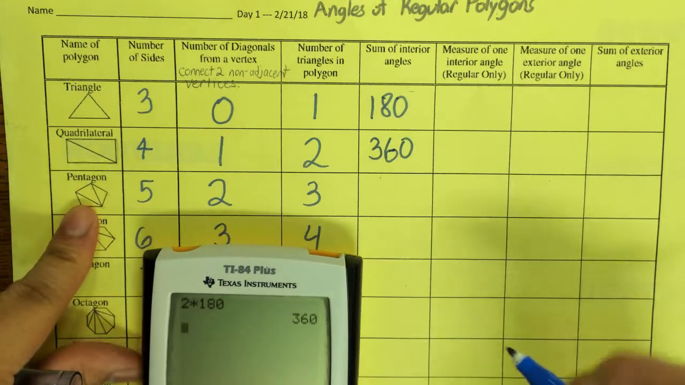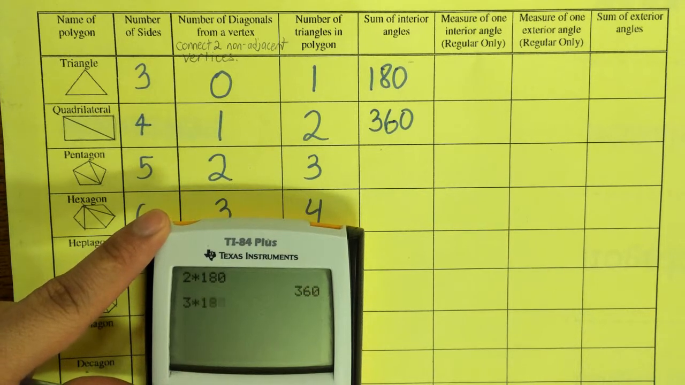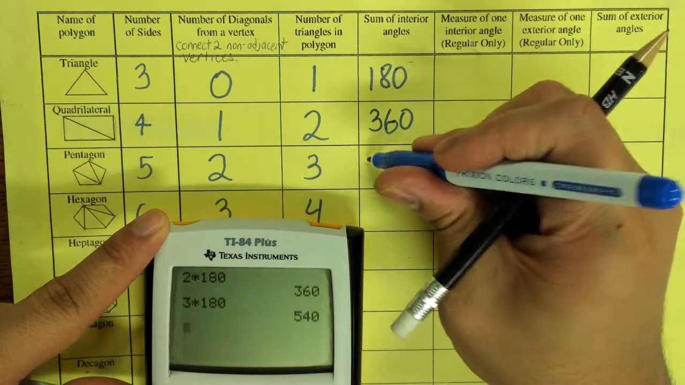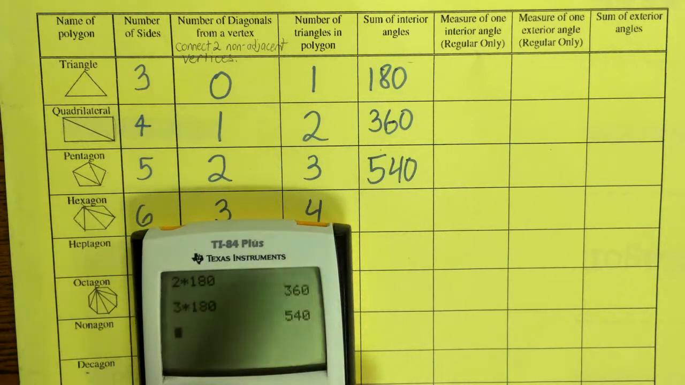For a pentagon, we have 3 triangles. So 3 triangles times 180, get 540. And we'll move on from here.